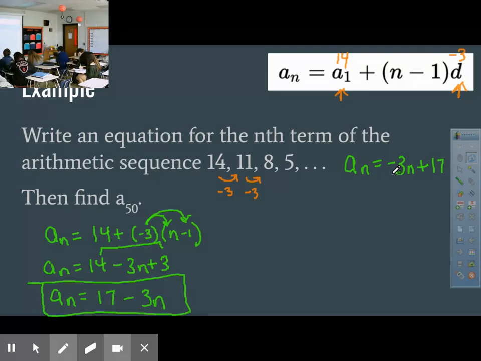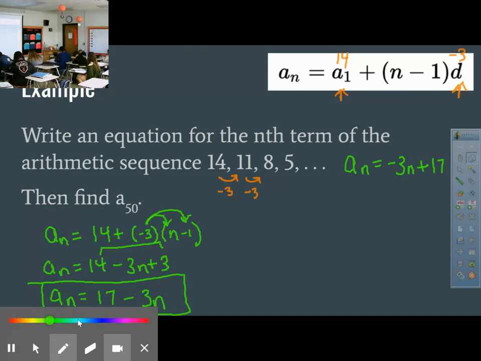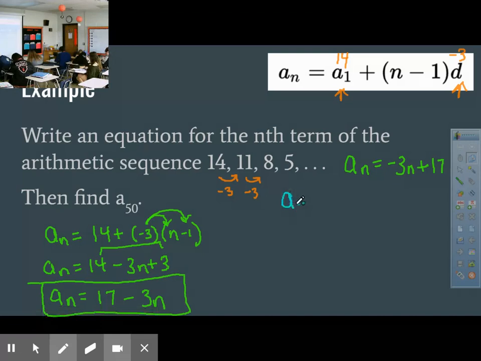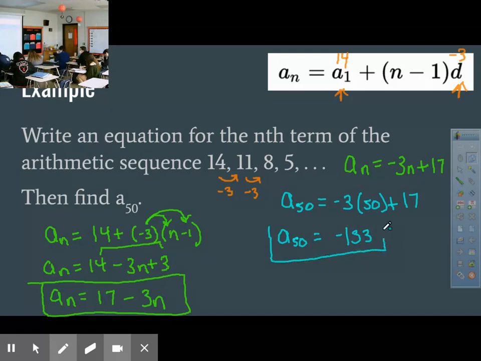Yeah. So now you can do that with any term. They want us to find the 50th term. So for n, we need to plug in 50. To find a subscript 50, the 50th term, we would do negative 3 times 50 plus 17. Type that in your calculators and tell me what you get. 133. So if we kept that pattern going, the 50th term would be negative 133.